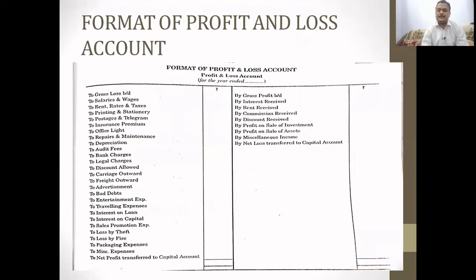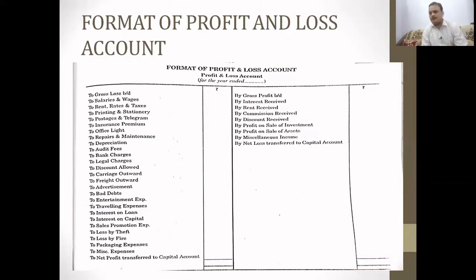Now see the format of the profit and loss account. This is the format of the profit and loss account. There are 4 columns. The first one is called particulars, the second one is called amount, the third one is called particulars, and the fourth one is also called amount. The first 2 columns, particulars and amount, are called the debit side of the profit and loss account. The second 2 columns, particulars and amount, are called the credit side of the profit and loss account.